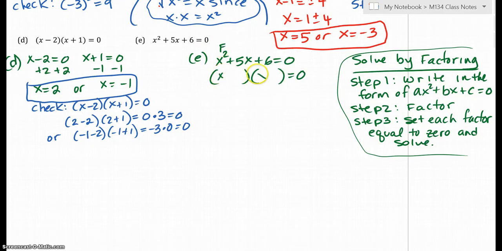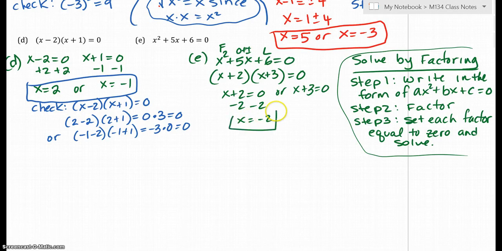So this is the first, so it would be x and x. This is the last. So it could either be 6 and 1 or 2 and 3, but we want it all plus. So that's why I want 2 and 3. And you can see that works because if you look at the outer plus the inner, it does make that 5. And then I'm going to go ahead and solve each one of these, set equal to 0. This one, if I solve this one, I get negative 2. Or if I solve this one, I get negative 3. And that would be the answer.